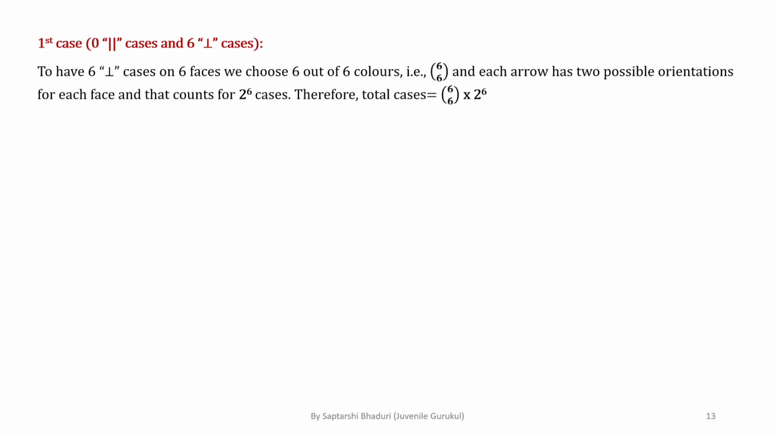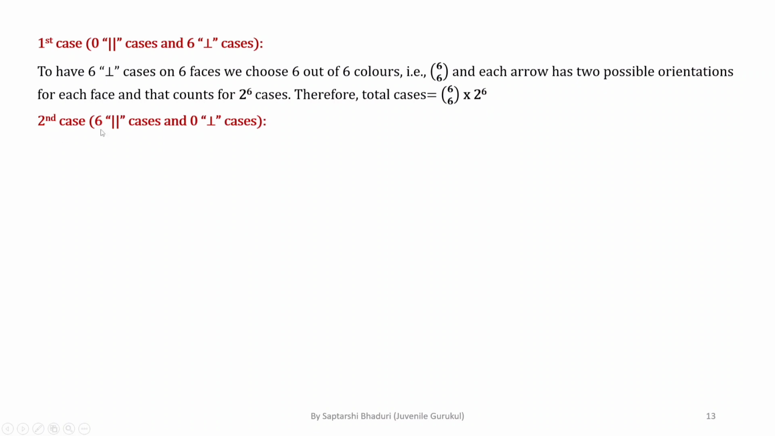Now, as you have seen the video, we have to come to the cases we have to consider to find out the hidden permutations in the Rubik's cube. First case: 0 parallel cases and 6 perpendicular cases. To have 6 perpendicular cases on 6 faces, we choose 6 out of 6 colors, that is, 6 choose 6, and each arrow has two possible orientations for each face, and that counts for 2 to the power 6 cases. Therefore, total cases equals 6 choose 6 times 2 to the power 6, as these two are AND cases.